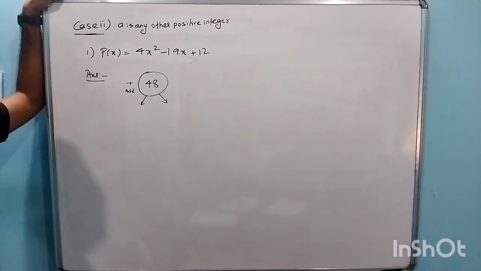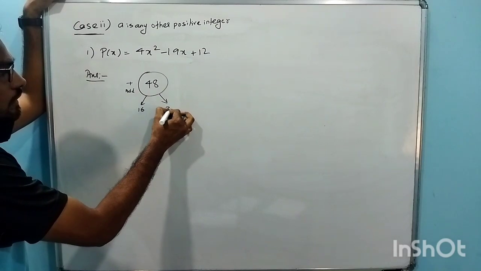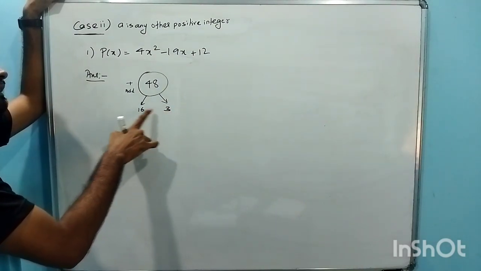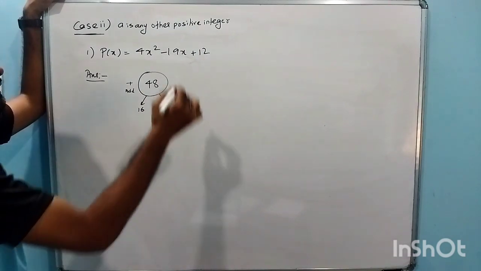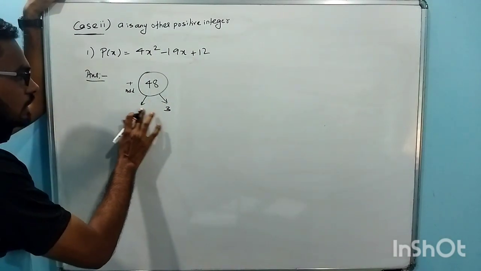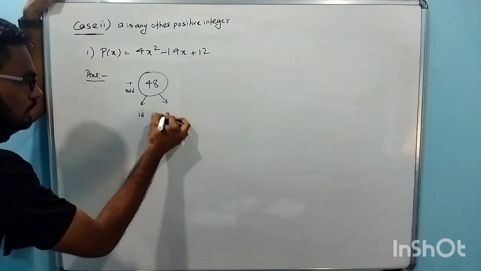You have to find two such numbers. So obviously they are 16 and 3. 16 times 3 is 48, and 16 plus 3 is 19. After that, same way as previous. Just write this down, a little down. I'll tell you why. 16 and 3.